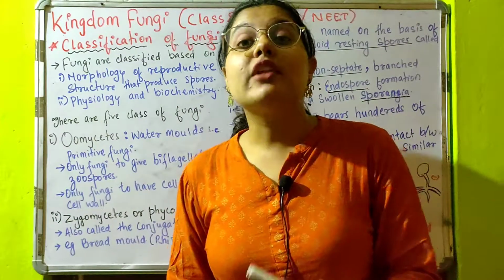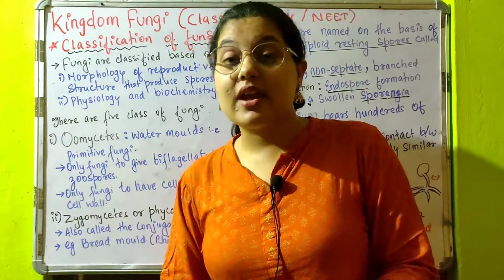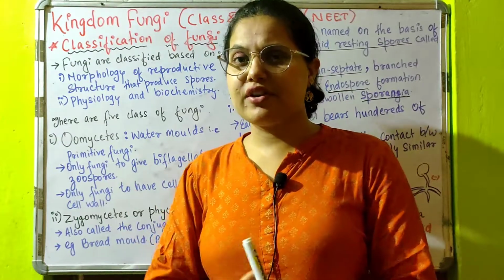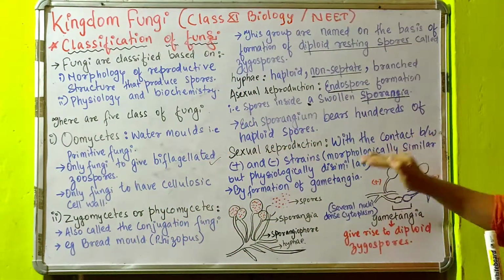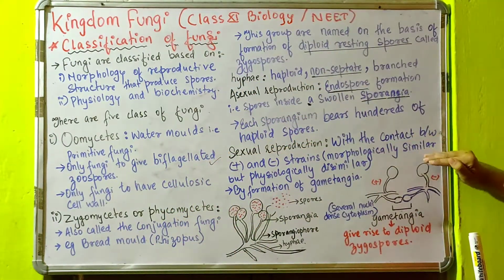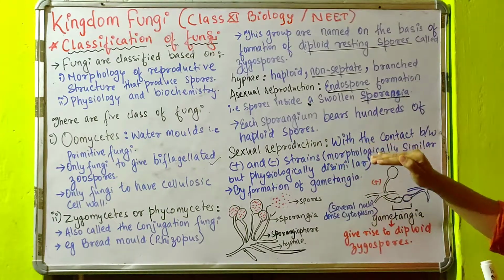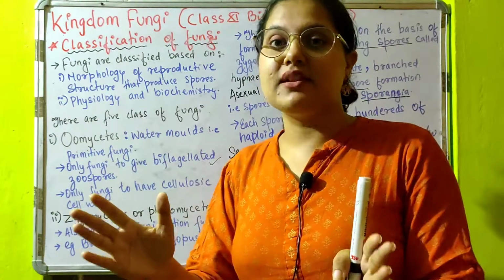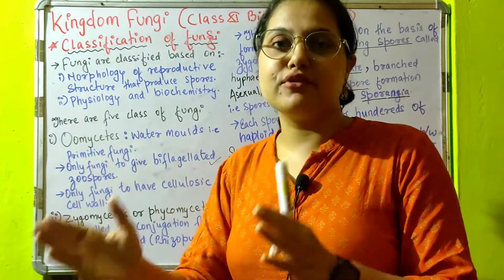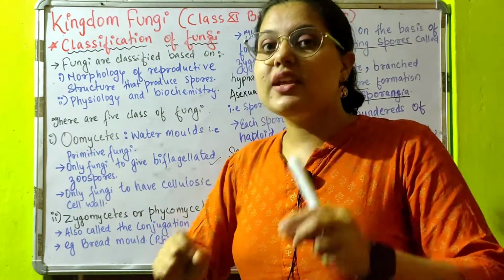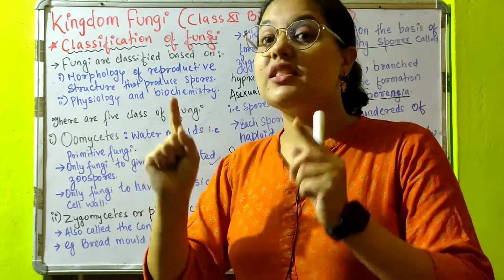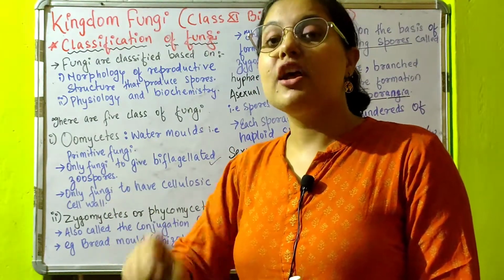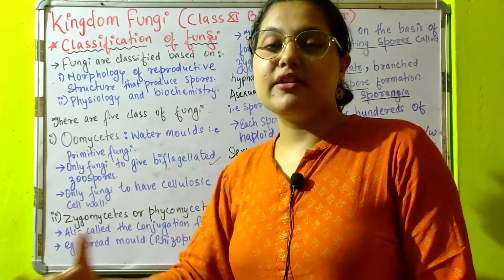Zygomycetes have two types of strain, that is plus strain and minus strain. How are those two strains different from one another? They are morphologically similar but physiologically dissimilar. That means structure-wise they are similar, we can't differentiate between the two, but if we go by the inner functioning of both, they are dissimilar. That is the reason why it is mentioned physiologically dissimilar.